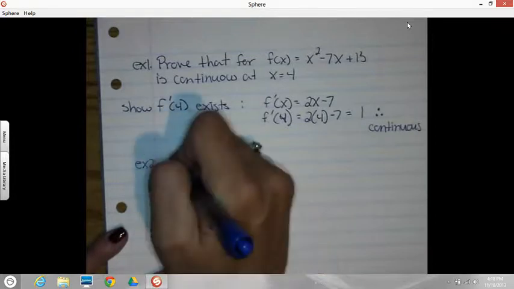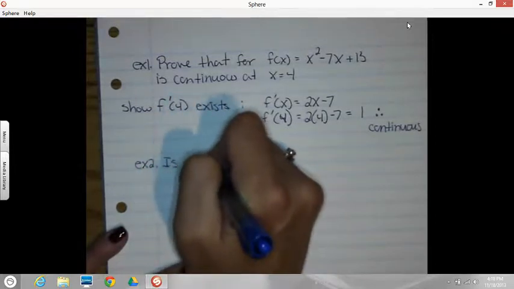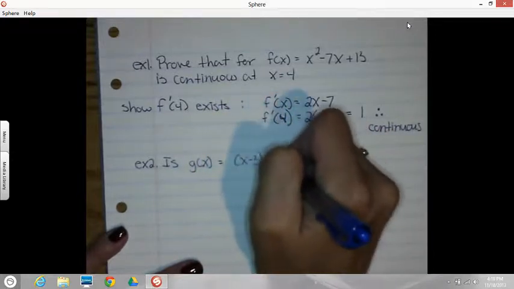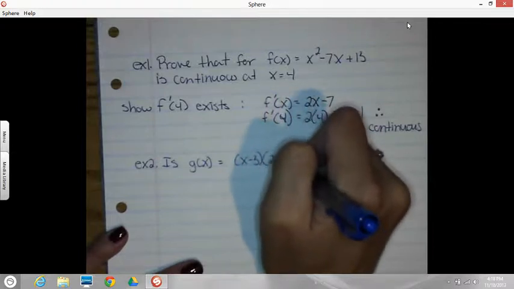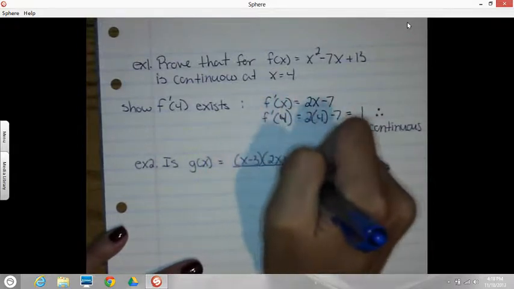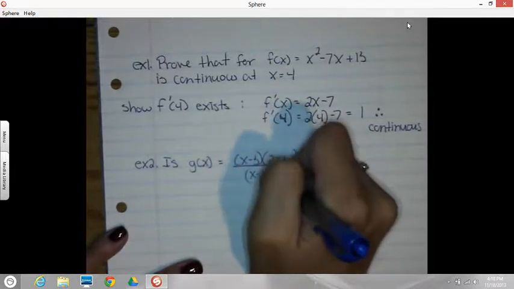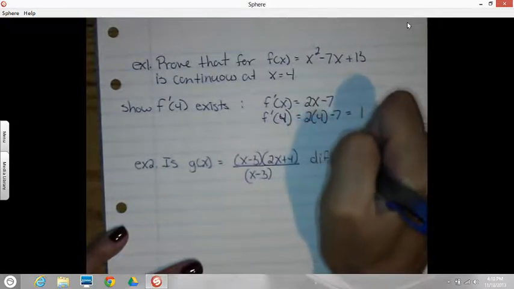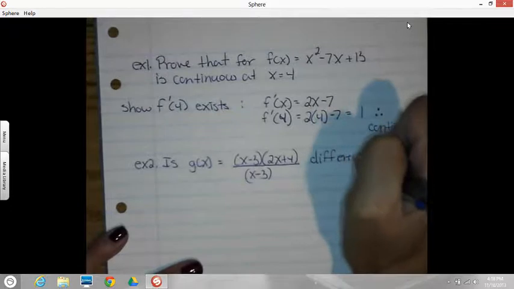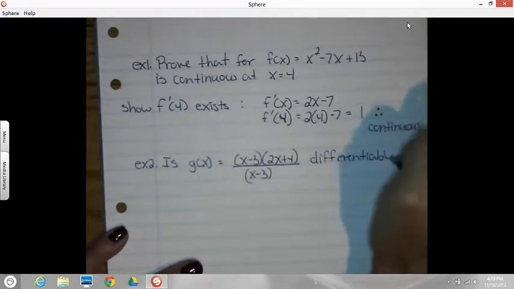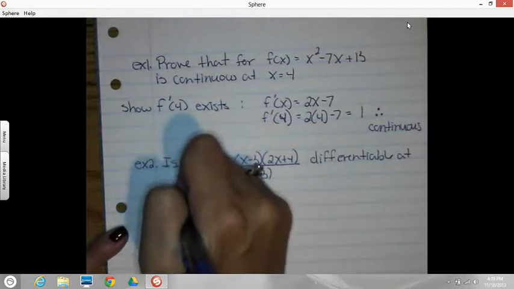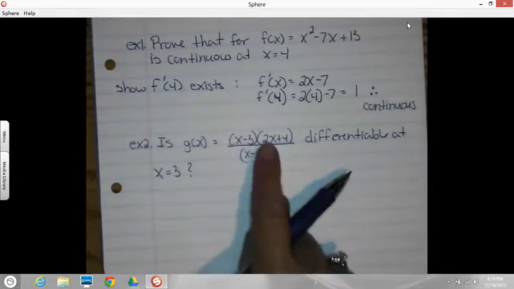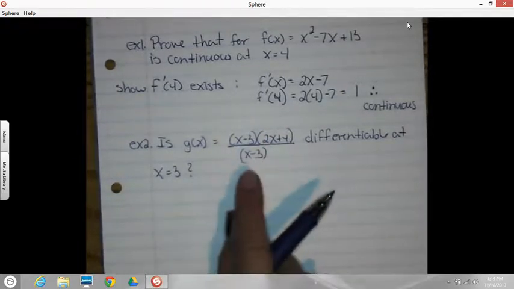So, is g of x, which equals x minus 3 times 2x plus 4, divided by x minus 3, differentiable at 3? Okay, the long way to do this would be to do the derivative, which has a product rule within a quotient rule. Plug the 3 in, see if we get a number. That'd be really long.